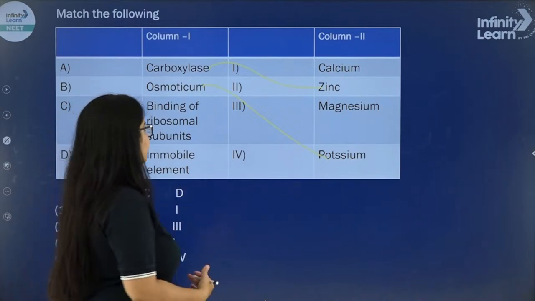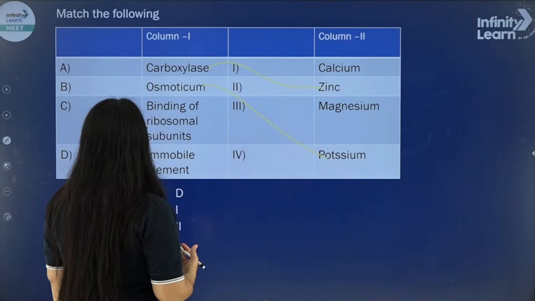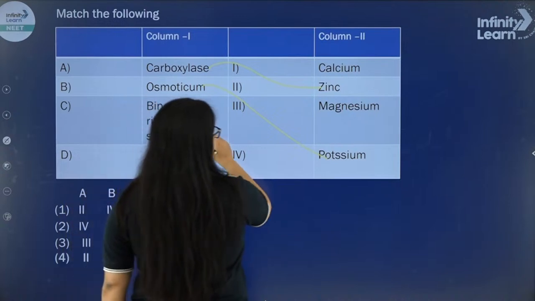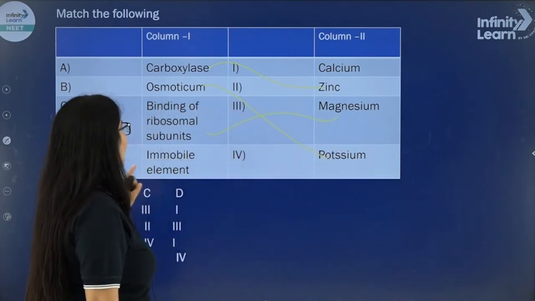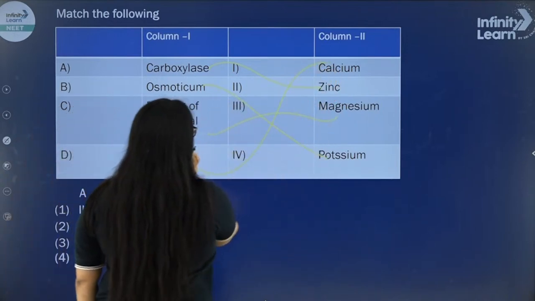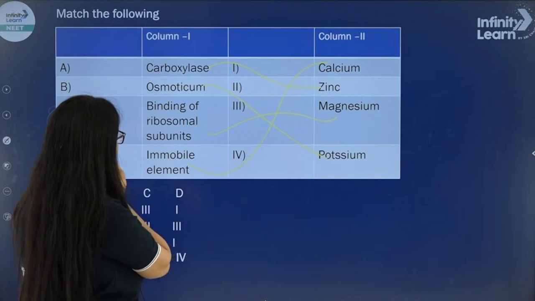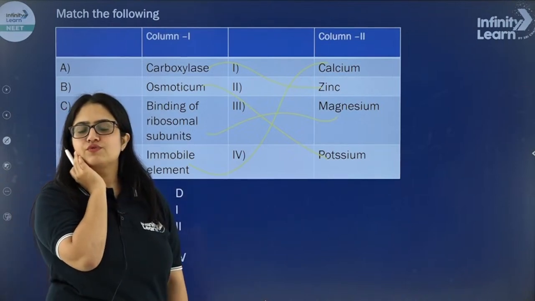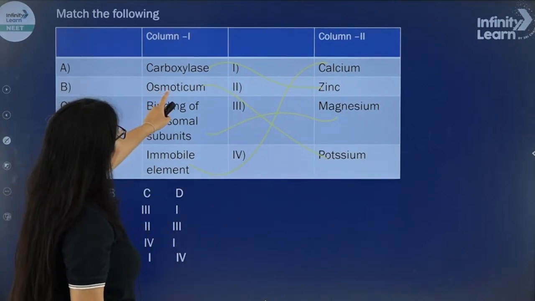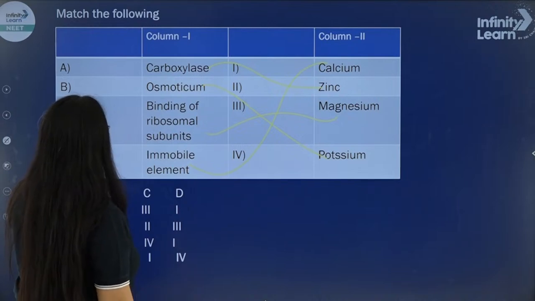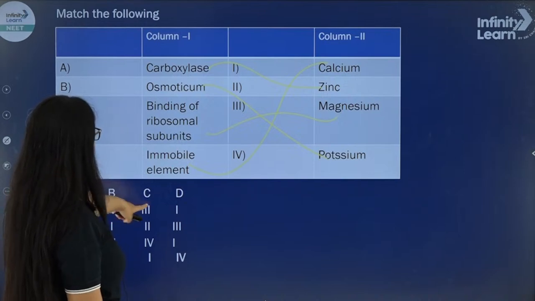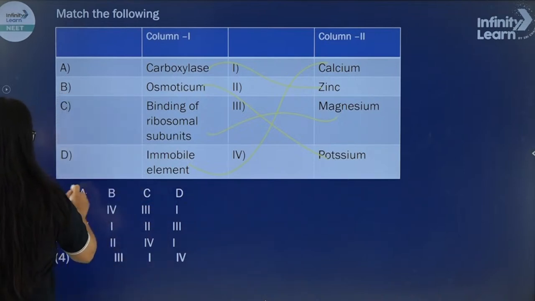Osmotic entry of water inside a cell like guard cells and opening of stomata. Binding of ribosome units: the smaller and the larger subunit of ribosome are bound with the help of a specific concentration of magnesium. Immobile element: calcium is an example of an immobile element. I hope this blue color is visible to everybody. Let me know in the chat box. So A goes with 2, B goes with 4, C goes with 3 and D goes with 1. So your option 1 is in fact correct.